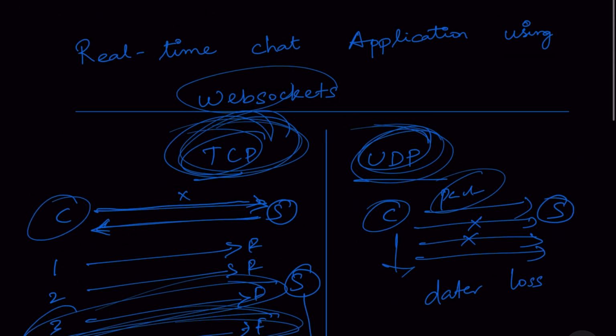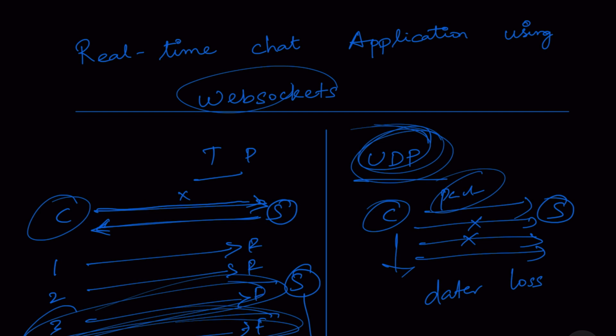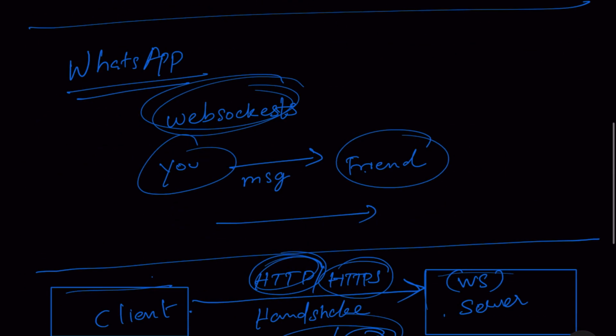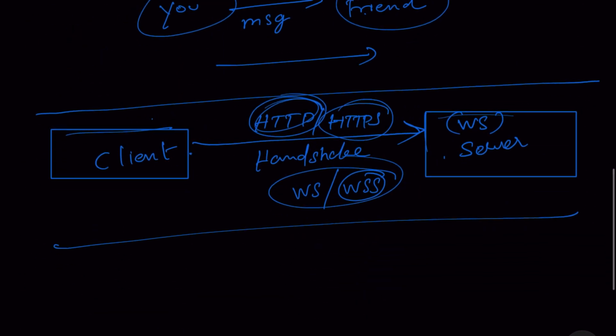Now we know why WebSocket uses the TCP protocol, and at the same time why it uses an HTTP request at the beginning and then upgrades to WebSocket.